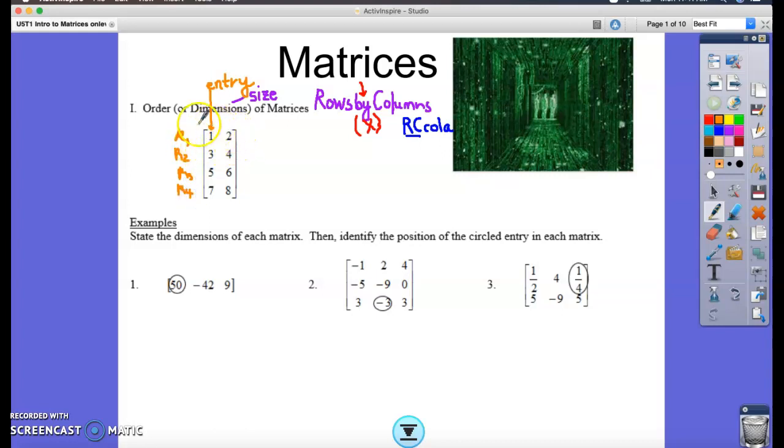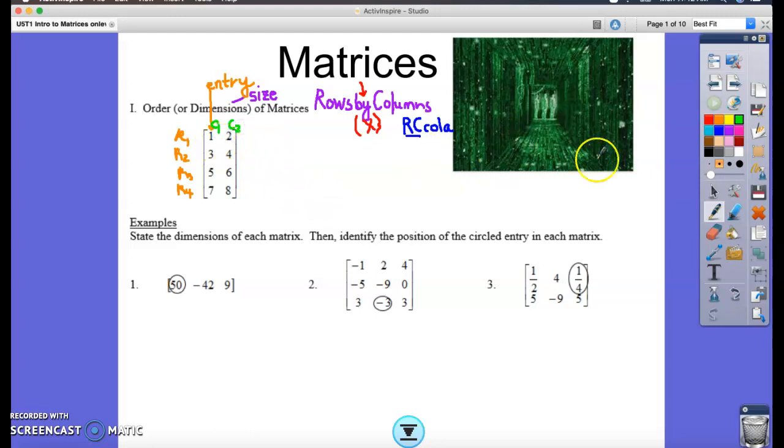So these two guys are in row 1. These two guys are in row 2. These two guys are in row 3. These two guys are in row 4. Now, the other thing it's going to have are columns. Columns go up and down, like Roman columns. So this right here is column 1. And this right here is column 2.